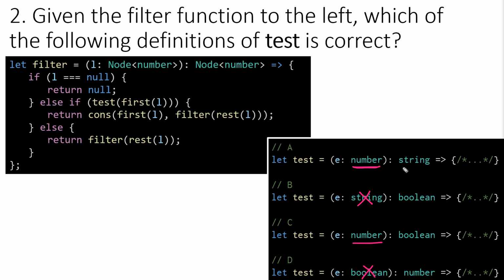So we can look, and A does not return a Boolean. B does, but we've already ruled it out because of the string parameter. C does return a Boolean. So it looks like C would have been what we expected to be the correct definition of test.